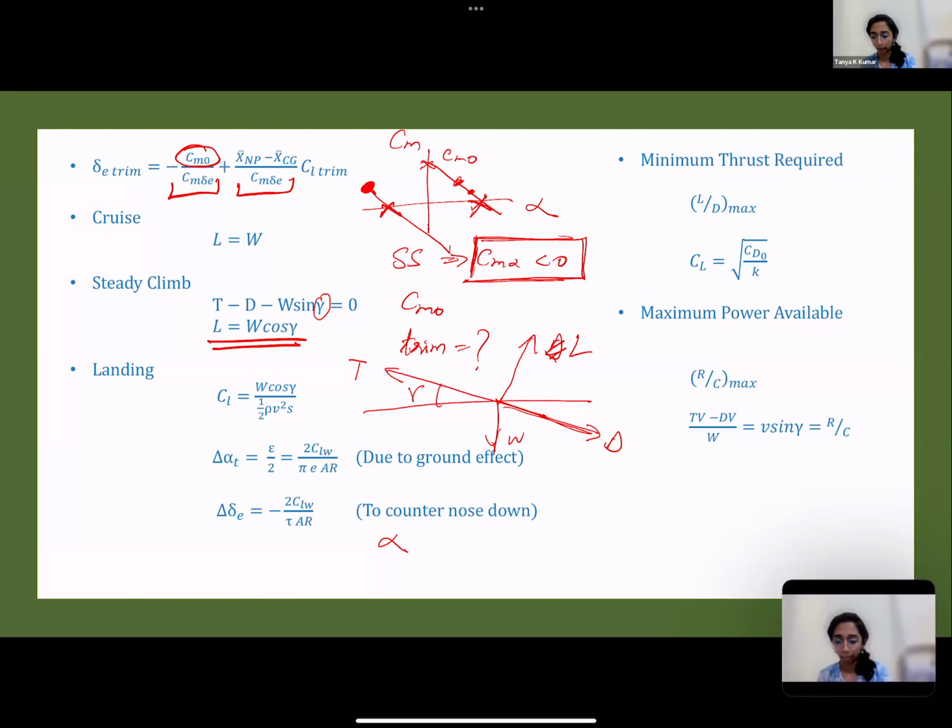So these are the equations of motion for climb. Now the equations that you used for landing are given here. Similar equations, just in the reverse direction. So now while landing, due to ground effect, there is a change in alpha, the angle of attack seen at the tail. Are the angles of attack seen at the wing and the tail the same or different?